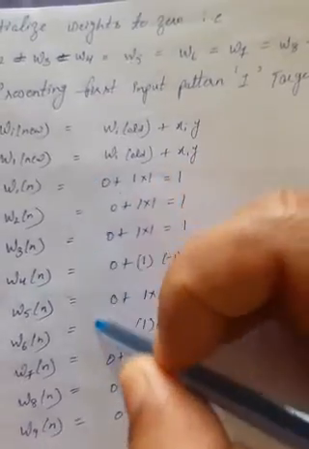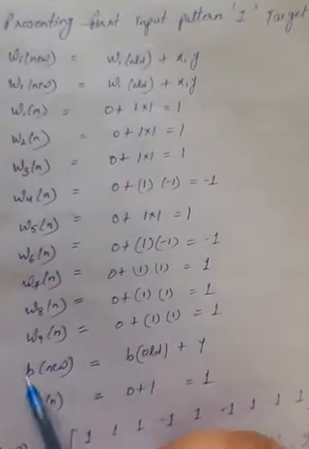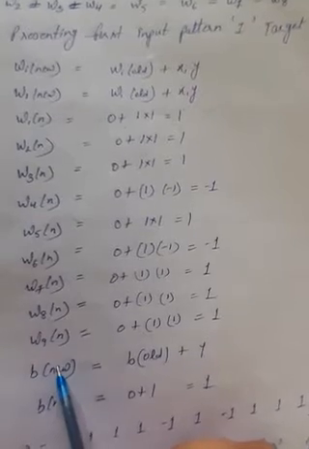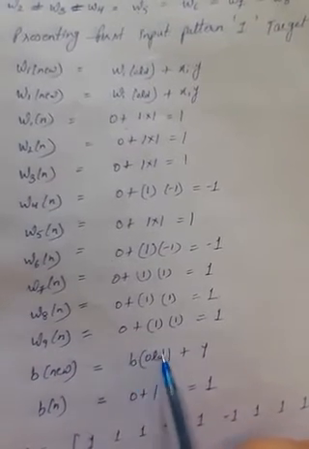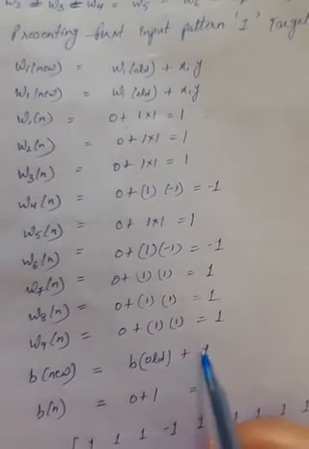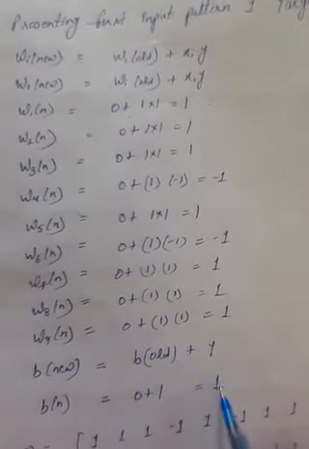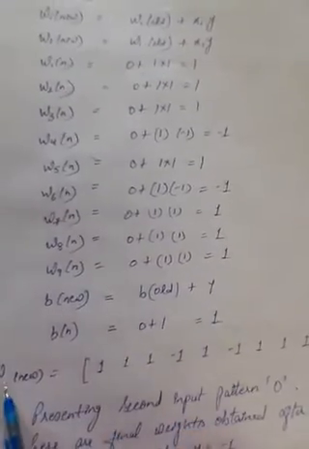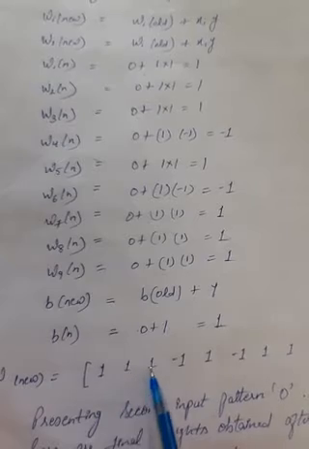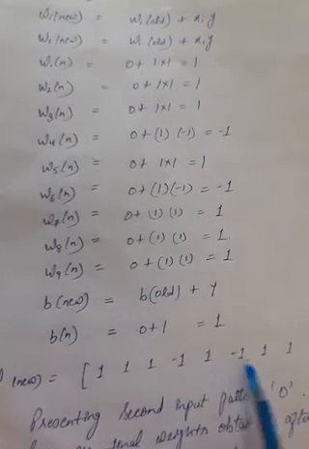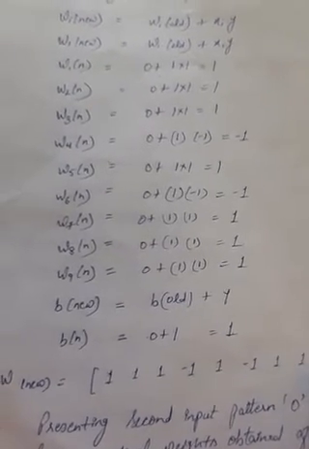Same as we can find out the value of all the weights including bias. For bias the formula is b old plus y only, the target value. Okay, that is 0 plus 1, it is 1. So the final value of weights is 1 1 1 minus 1 1 minus 1 1 1 and 1.